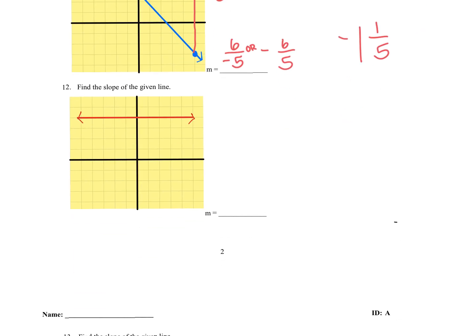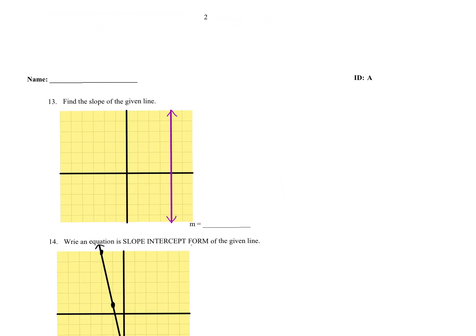All right, this one's easy. No math here. What is the slope of this line? 0, because it is a horizontal line. All right, what's the slope of this line? Undefined, because it is a vertical line.